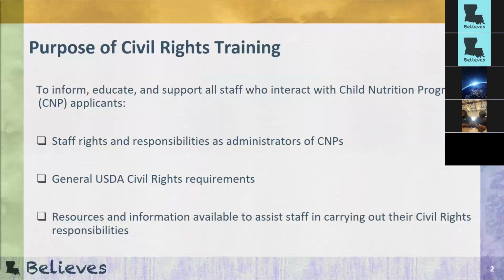The purpose of the civil rights training is to inform, educate, and support all staff that interact with the child nutrition programs. This training will cover USDA civil rights requirements, staff responsibilities, and resources and information available to assist staff in carrying out their civil rights responsibilities.